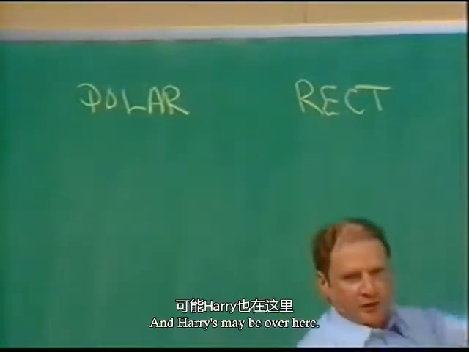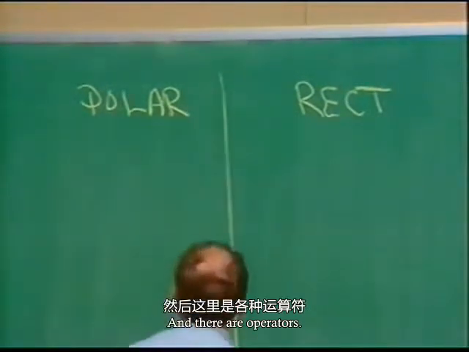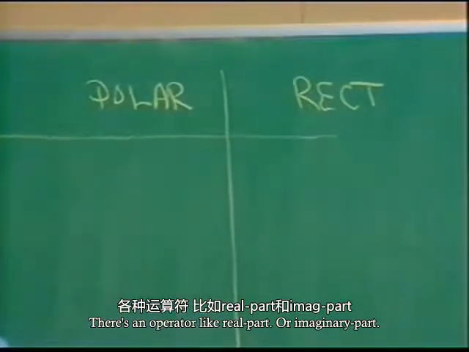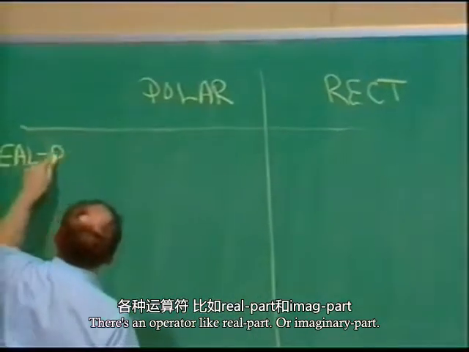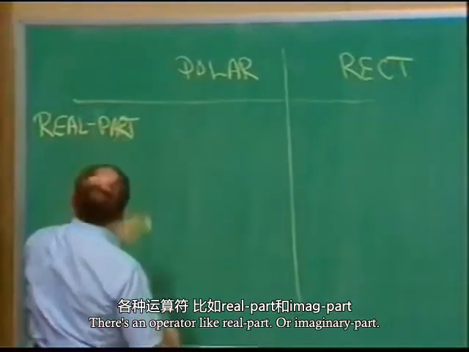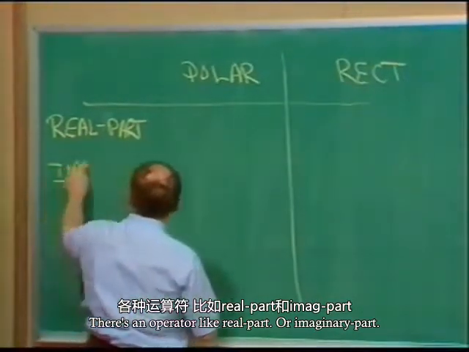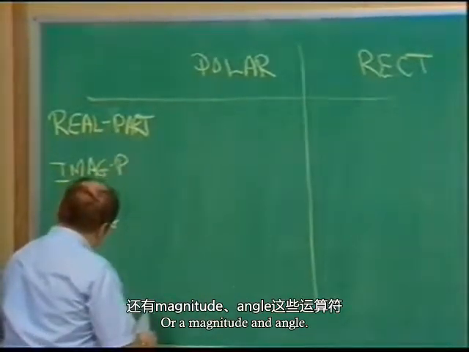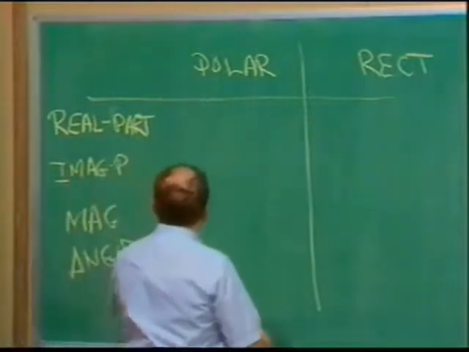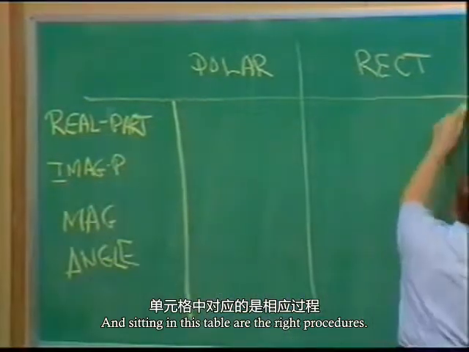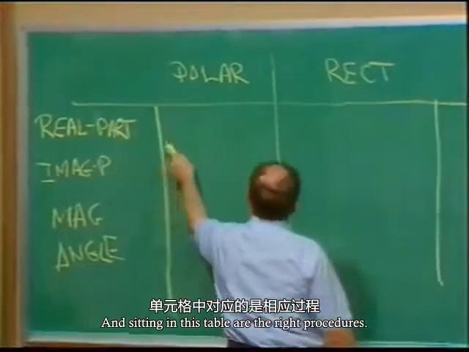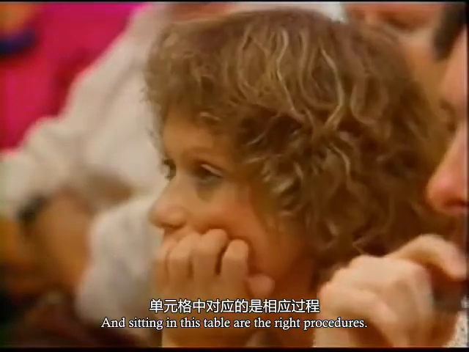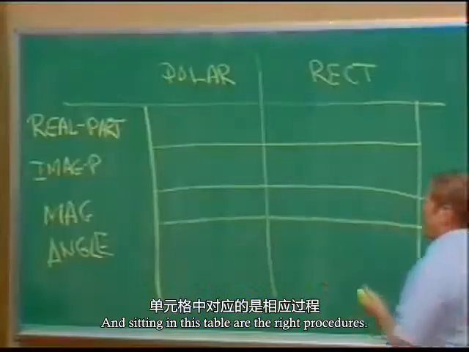And Harry's maybe over here. And then there are operators. There's an operator like real part, or imaginary part, or magnitude, an angle. And sitting in this table are the right procedures.